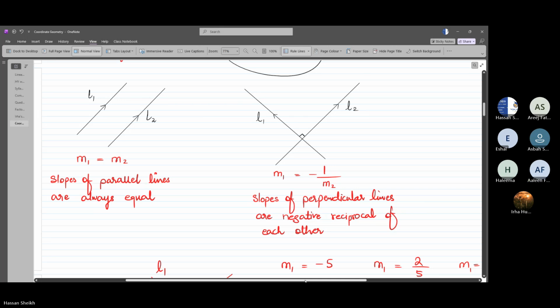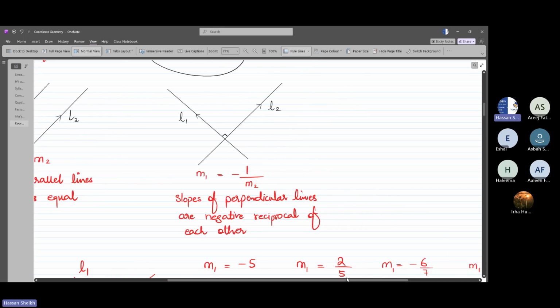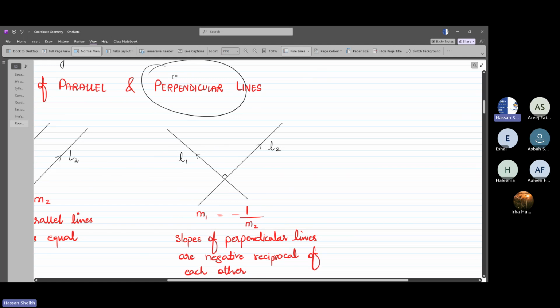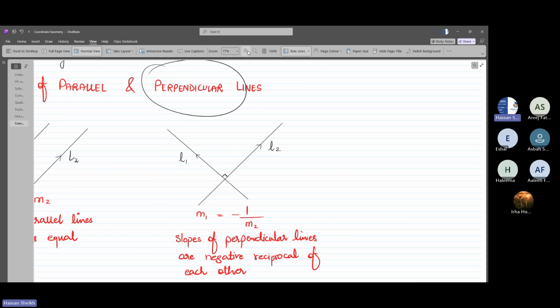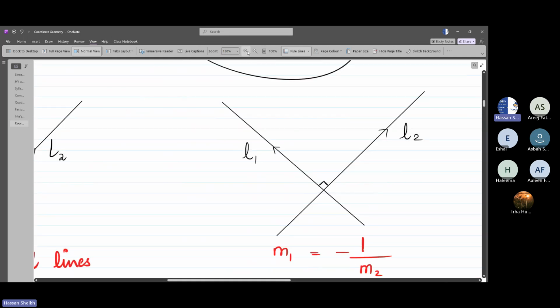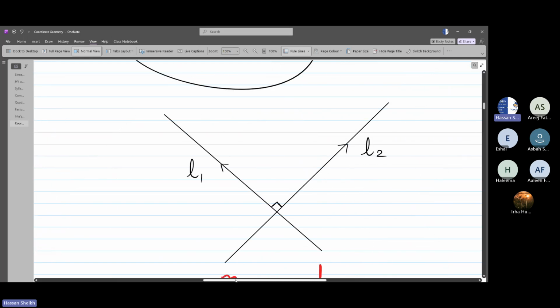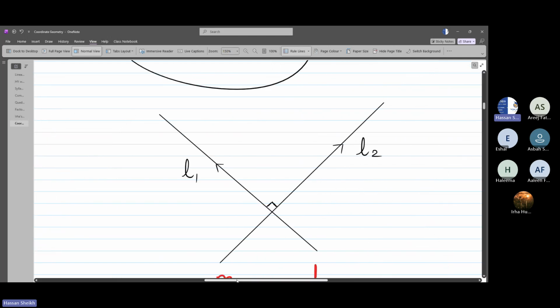Yes. And that's why their slope is always equal. Now come on to the perpendicular lines. Perpendicular lines means when the two lines are at right angle to each other. Right angle to each other means when they are at 90 degrees. So do you find L1 and L2 intersecting or crossing each other at 90 degrees?